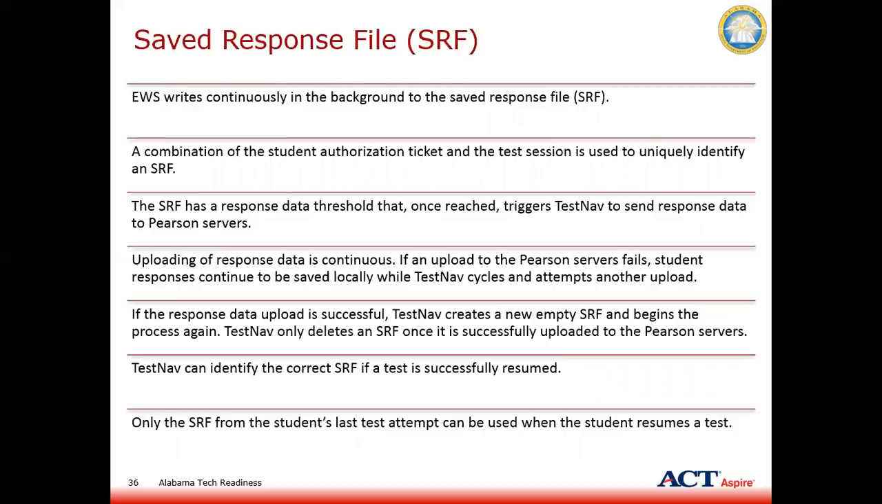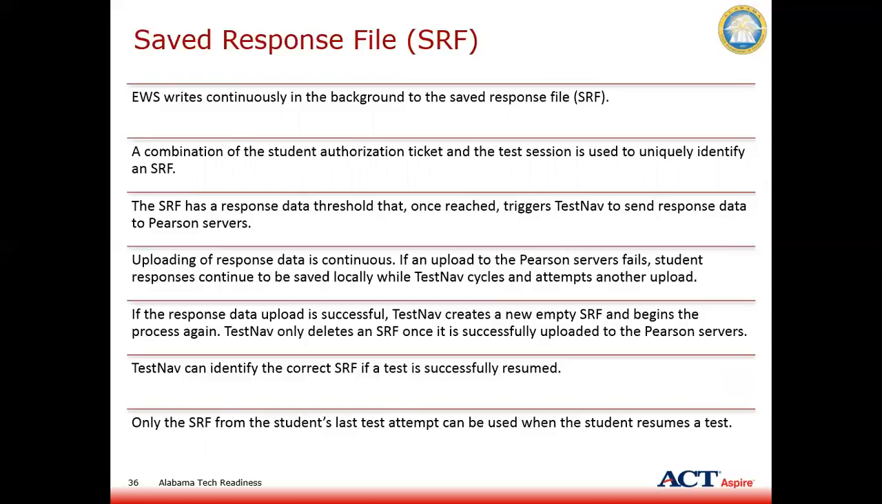The other thing that the early warning system does is it's actually maintaining the students' responses in what's called a saved response file, or SRF. So the EWS is writing continuously in the background. As the students log into TestNav and input their answer selections, the early warning system is taking that information and writing it to the saved response file in the background. If the students go back and change an answer, it's gathering that information and making sure that it is being saved there in that file.